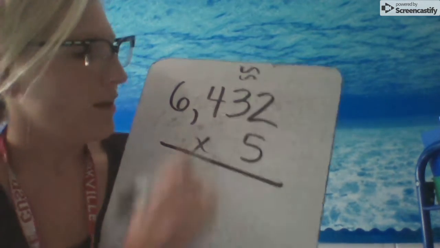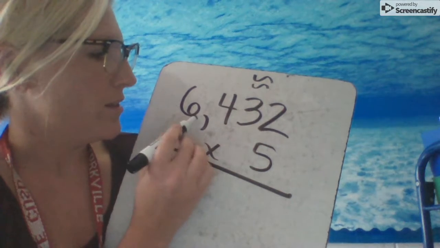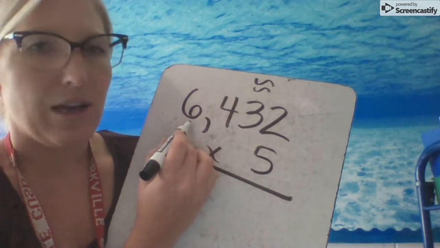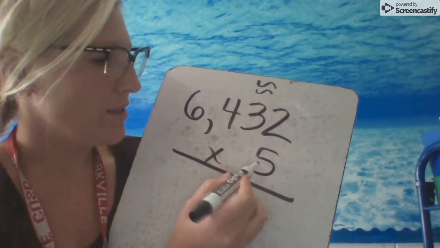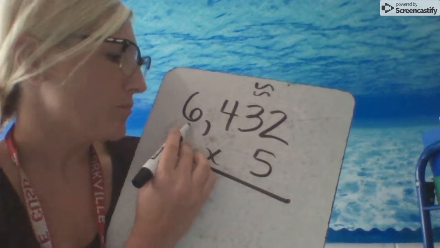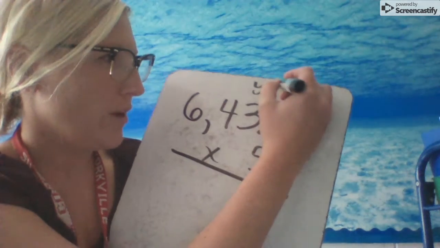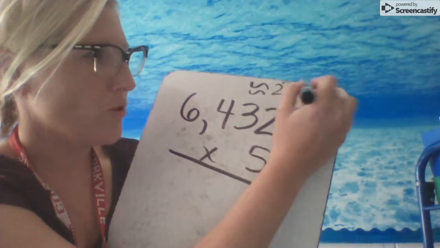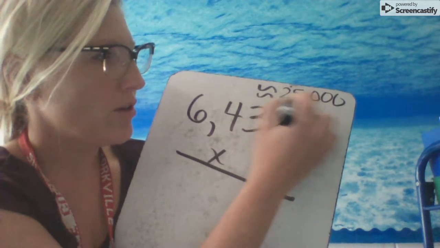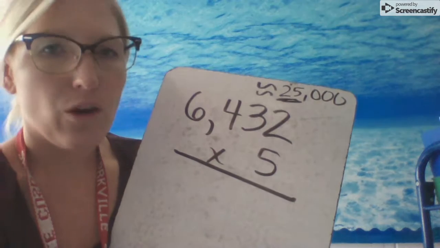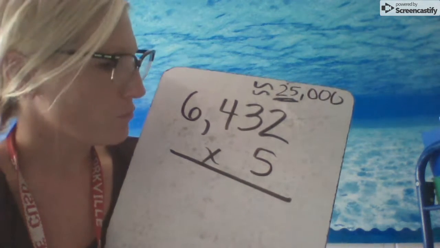Okay, hopefully you were able to see that 6,432 could be rounded to about 6,000 or estimated to 6 or 5,000. So if I take 5,000 times 5, I know that's going to be somewhere around 25,000. So as long as my answer goes into the 10,000s place, I know I'm doing pretty good.